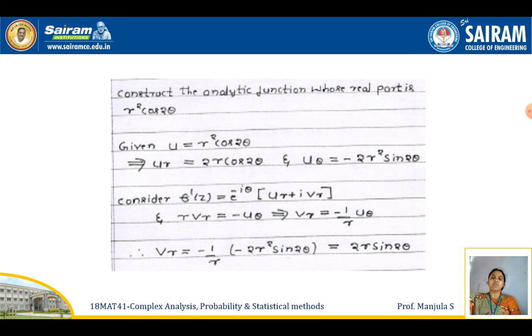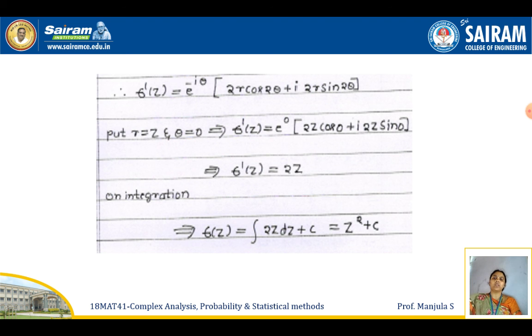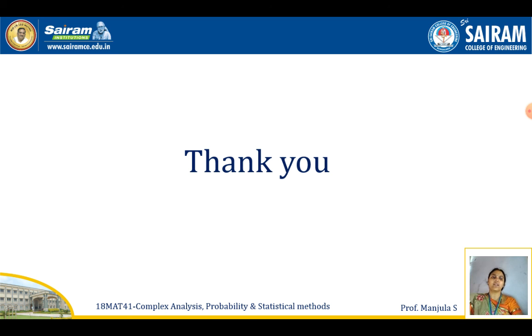After substituting the values of ur and u theta, put r equals z and theta equals 0. So f dash of z will become 2z. Now do the integration, so f of z will become z square plus some integral constant. That is our required value.